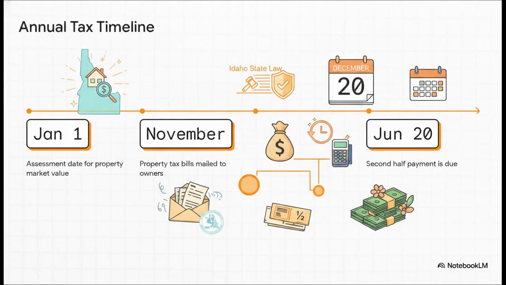Now let's take a quick look at the timeline, because this is crucial. Your property is assessed on January 1st. Fast forward a bit, and the Treasurer mails out the physical tax bills in November. From there, you actually have a choice. You can pay the whole thing up front, or you can pay it in two halves. The first half is due on December 20th. If you pay that on time, you're granted the privilege to defer the second half until June 20th of the following year. Just remember, these deadlines are set in stone by Idaho state law, and they are incredibly strict.